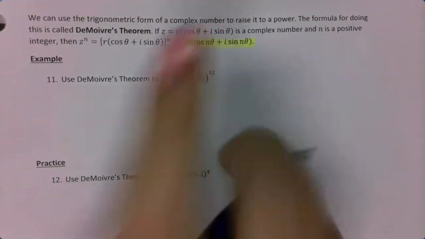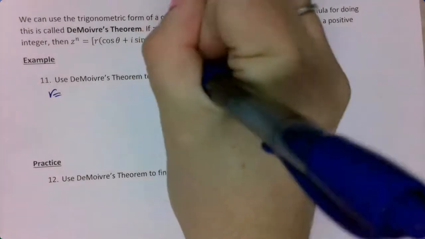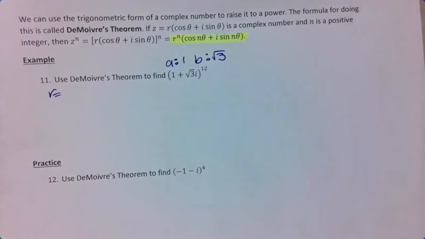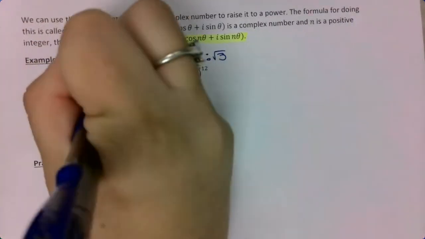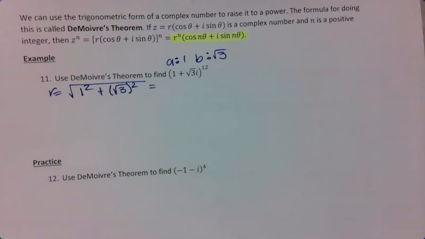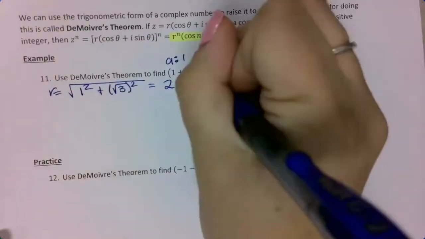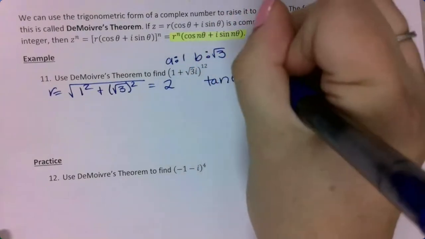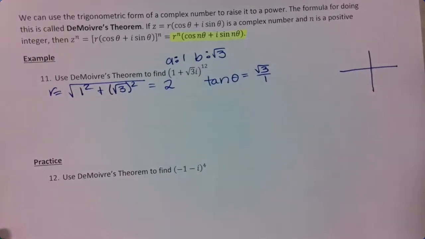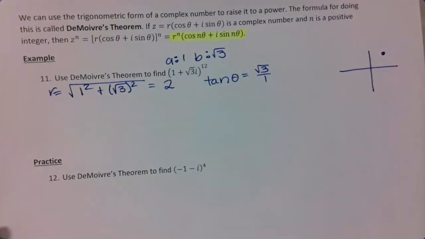I have to turn it into trigonometric form first. So this is what we were doing on the first few problems. I want to find my radius, so my a here is 1, my b is the square root of 3. So I'm going to plug that in. I have the square root of 1 squared plus the square root of 3 squared. Then to find my angle, I'm going to do the square root of 3 over 1, and then I'm also going to plot this to see where it is. My a value is positive, and my b value is positive, so it's in the first quadrant. So then I'm going to plug this in.